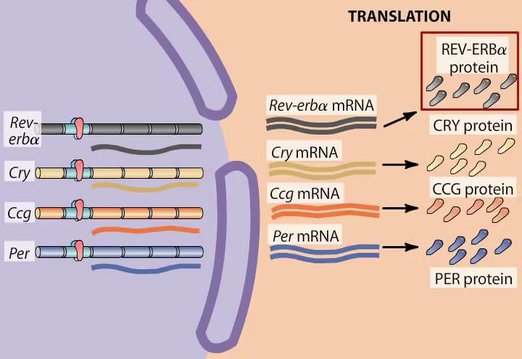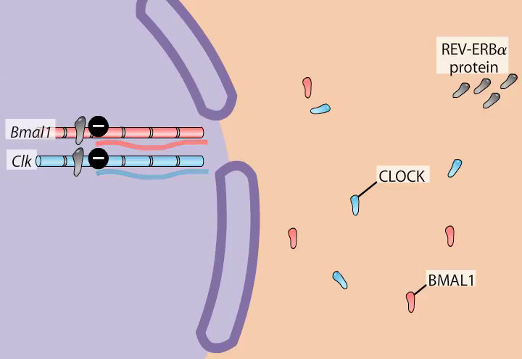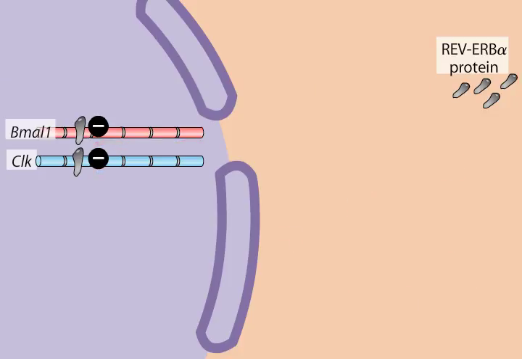Reverb alpha is an important protein that negatively regulates bmol1 and clock expression. Recall that when bmol1 and clock proteins are expressed, they turn on E-box-containing genes, including reverb alpha. Thus, the action of reverb alpha ultimately results in the reduction of reverb alpha expression.